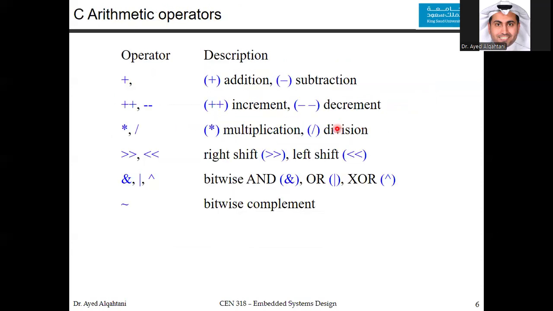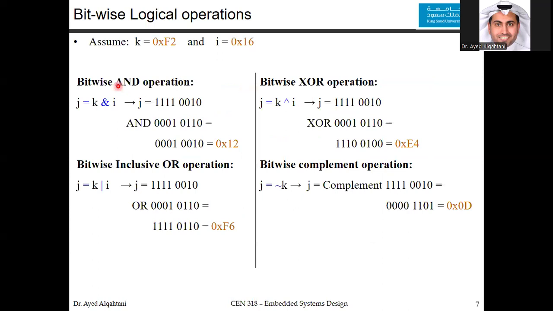Now we have arithmetic operators in the C language. We have the addition, the subtraction, the increment, the decrement, the multiplication, the division, shift to the right, shift to the left, bitwise AND, bitwise OR, bitwise XOR, and we also have the bitwise complement. It's very important to know the symbols as well. So let's start with the bitwise logical operators.